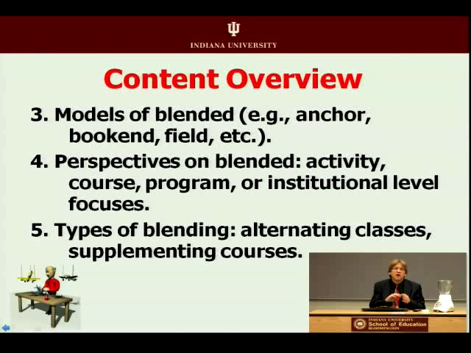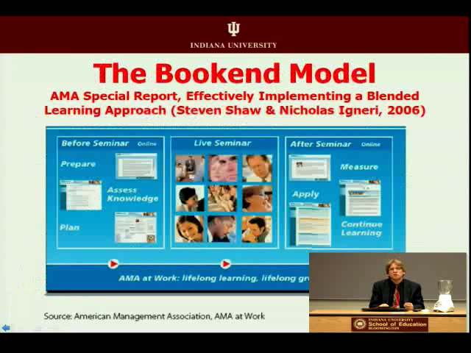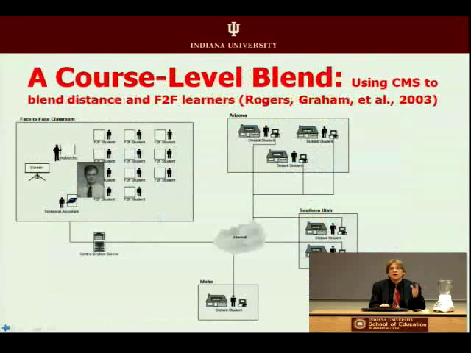You can also blend by alternating face-to-face and online classes or by supplementing, which is what most of you are going to do, is supplement your class. You might have, like with the bookend model here, online experiences to start and end. You might have students located in remote regions, like in this model of a course level blend, where the instructor decided to add students beyond his classroom setting at Brigham Young into other places from Arizona and Idaho and other places.